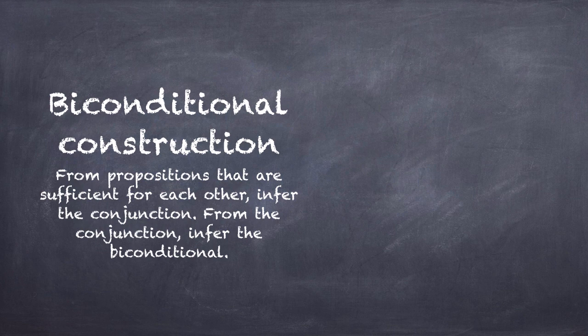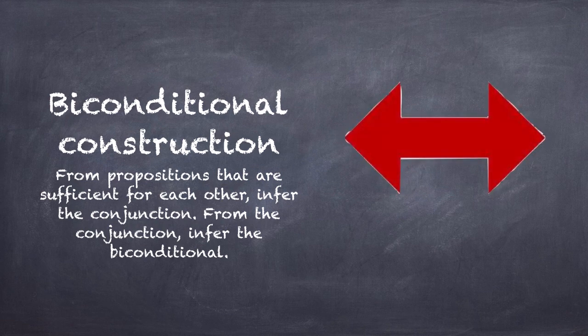We have discussed biconditionals at length. Sometimes propositions are sufficient for each other. Consequently, they are also necessary for each other. We've seen that this is expressed as conditionals. When we have conditionals such that the antecedent of the first is the consequent of the second, and the consequent of the first is the antecedent of the second, then using conjunction introduction we are able to infer their conjunction. From this conjunction, we are able to infer the biconditional.